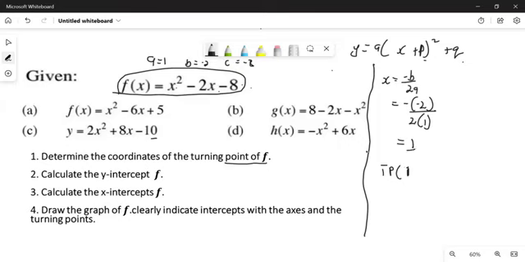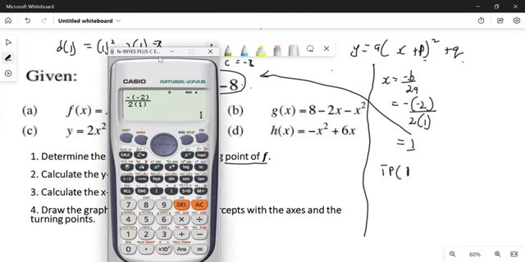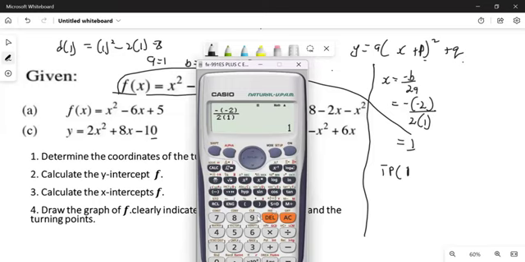After getting the x coordinate of the turning point, we want to get the y coordinate. How do we get it? We take this 1 and substitute it into the equation. Everywhere you see x, you're going to put 1. There's an x here, you put 1. There's an x here, you also put 1. So at the end of the day, you have f of 1 is equal to 1 all squared minus 2 multiplied by 1 minus 8.